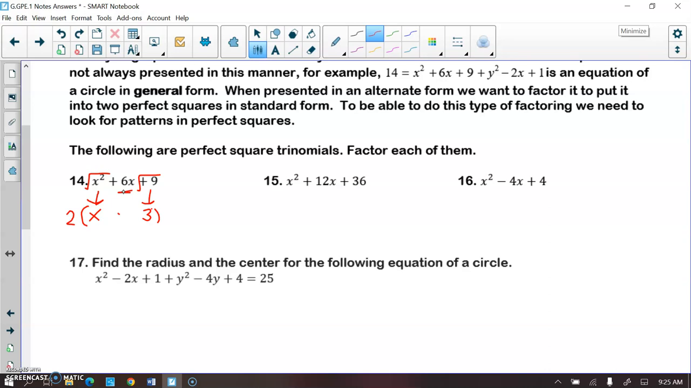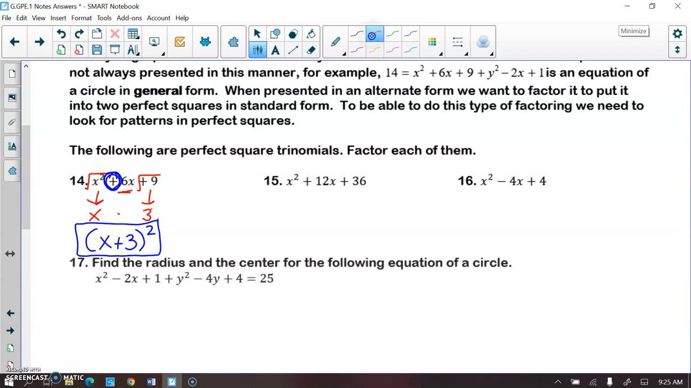And in order to factor these, what you would do is you would just take the square root of your first term, which is x, the square root of the last term, which is 3, and the operation in between my first and second term, which is a plus, and then you square it. This is x squared plus 6x plus 9, fully factored.